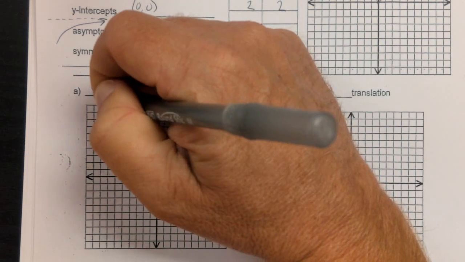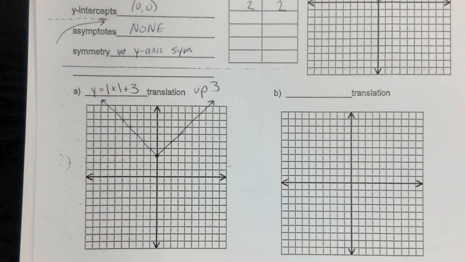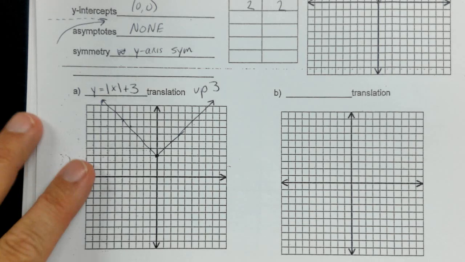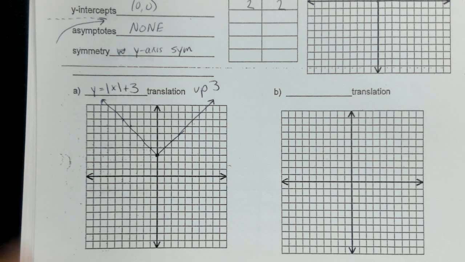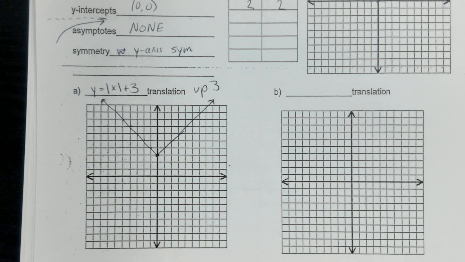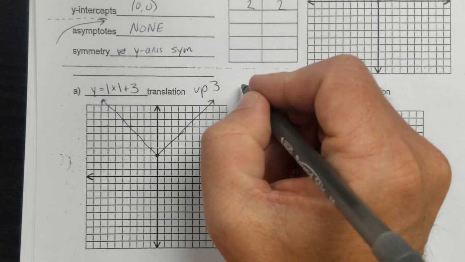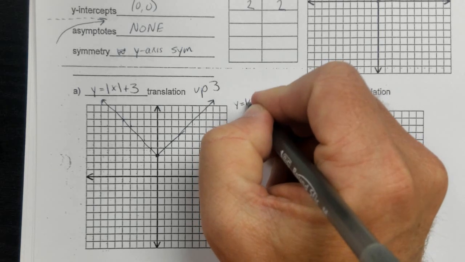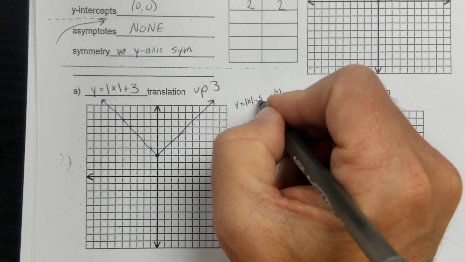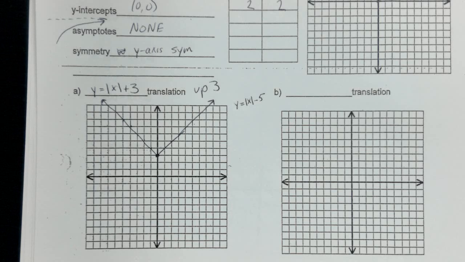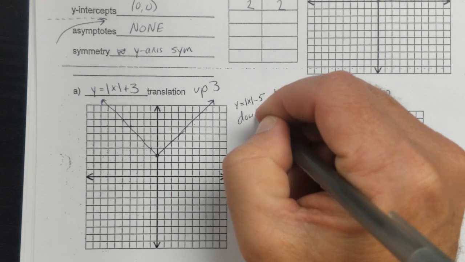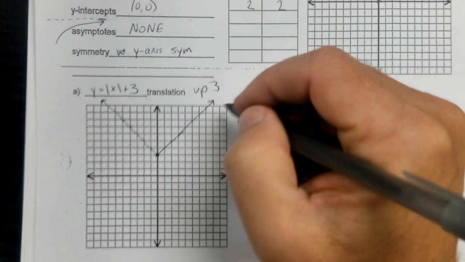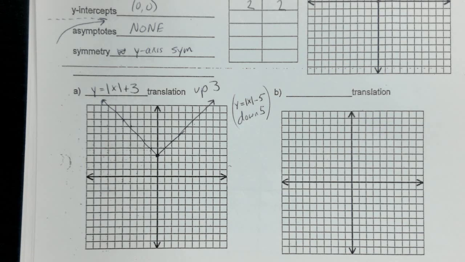All the way out. Again, the point of using translations is you don't have to plot points anymore. You know what the parent function is. You know that the +3 moved it up 3. And so just shift the whole thing up 3. So let's not graph this one, but what if we had absolute value of x minus 5? What would that do to the graph? Down 5. Oh, maybe parentheses or something, because we're not going to graph that one.